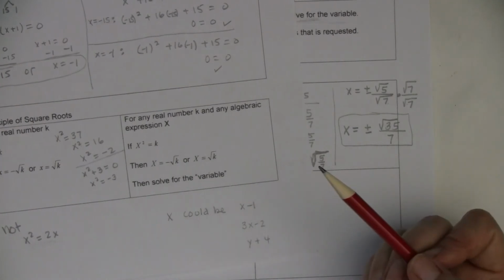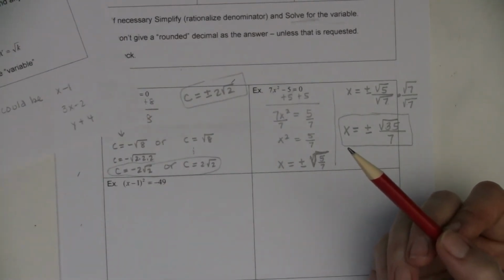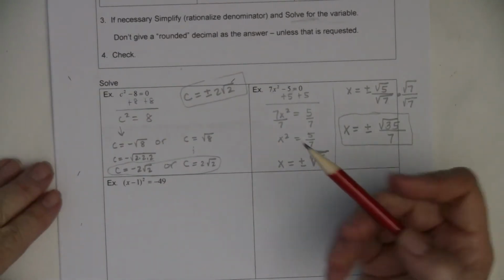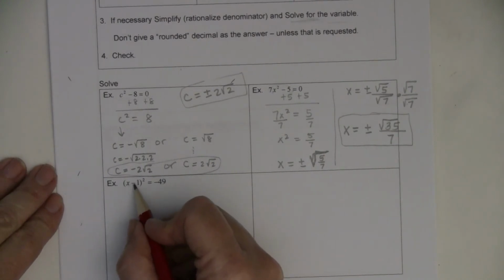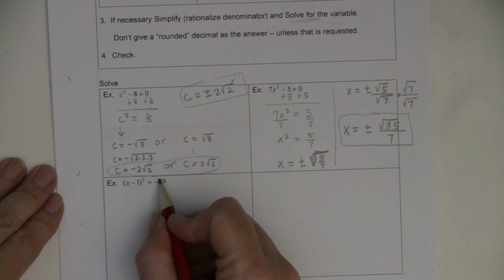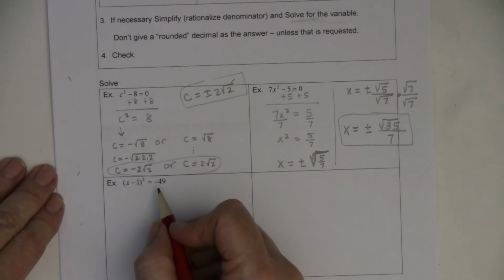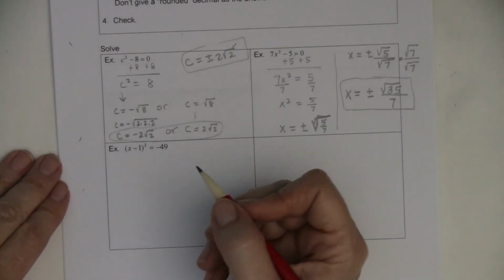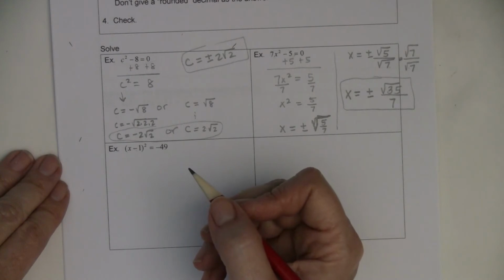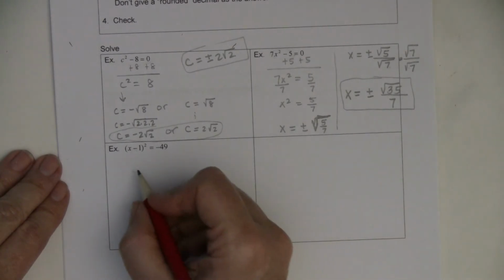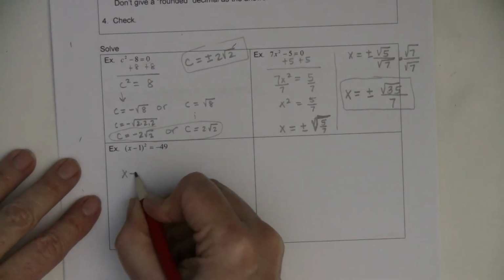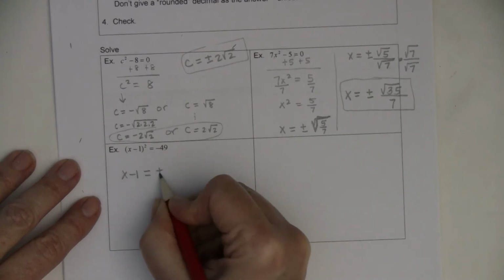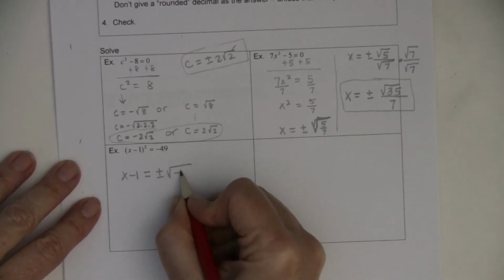Do the square root, and then solve for the variable. So we're going to try that on here. I have x minus 1 squared equals negative 49. When I pause to look at what I have, I know I'm going to get a complex answer when I take the square root. So x minus 1 equals plus or minus the square root of negative 49.